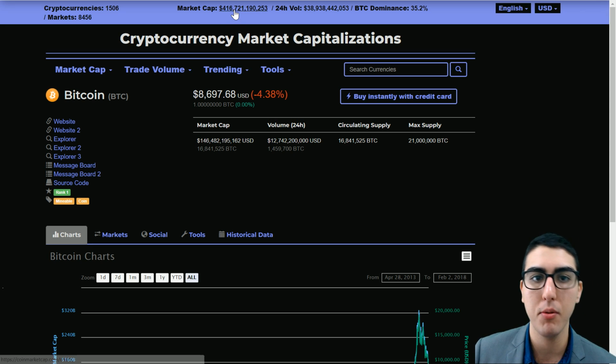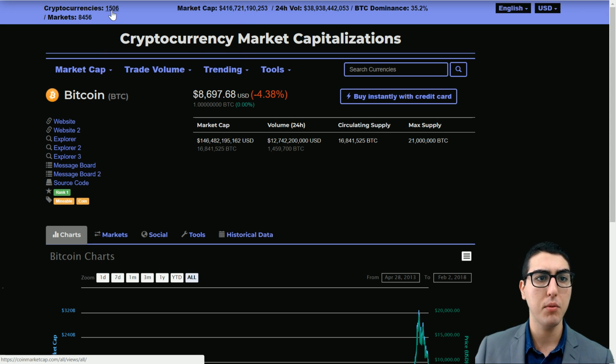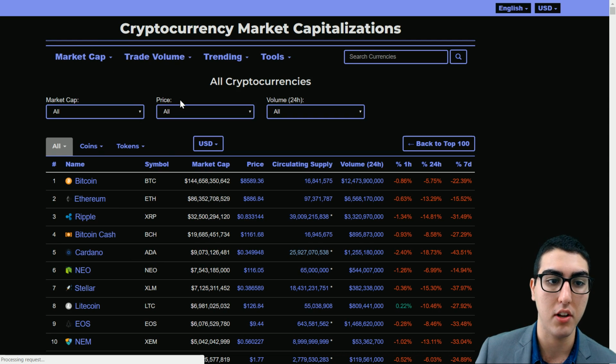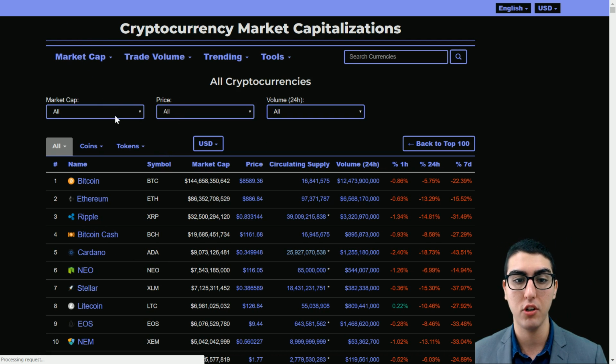we're at quite a low level. Total market cap at 416. I think it would be appropriate to just open up this chart right here. By the way, it says 1,506 cryptocurrencies total.